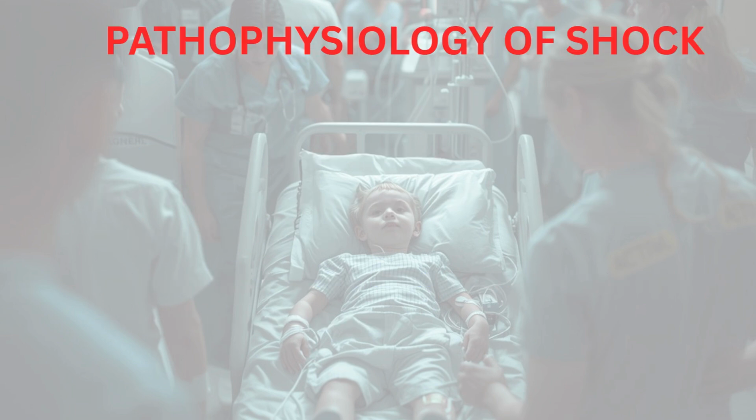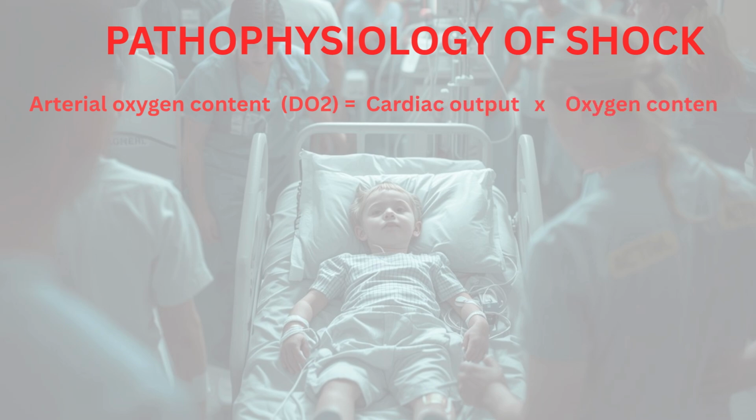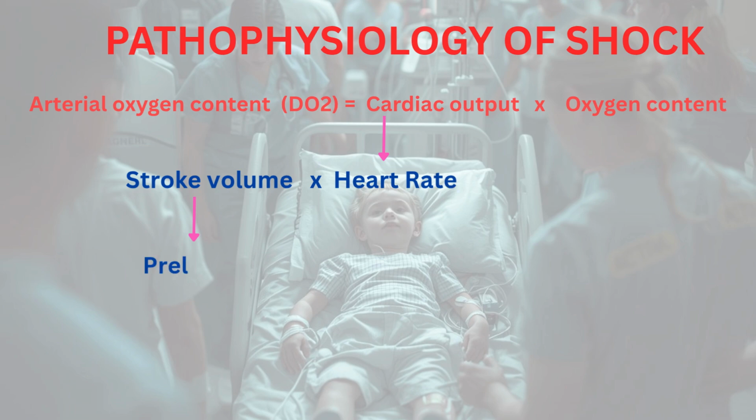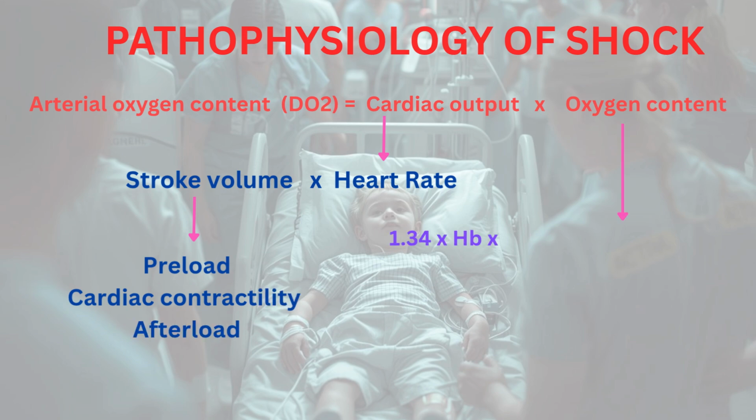To understand how to recognize shock, we first have to understand the pathophysiology. Tissue oxygenation depends on oxygen delivery, or DO2, which is given by cardiac output times oxygen content. Cardiac output is determined by your stroke volume and heart rate. Stroke volume is influenced by preload, cardiac contractility, and afterload. Oxygen content is determined primarily by hemoglobin concentration and oxygen saturation, SaO2, plus a tiny amount of dissolved oxygen, PaO2.